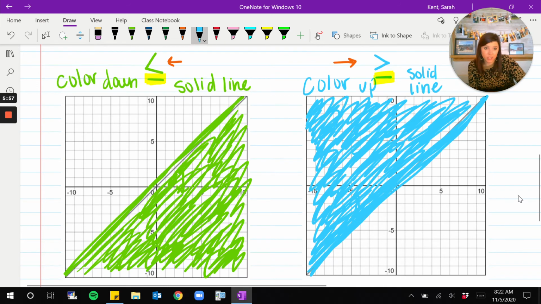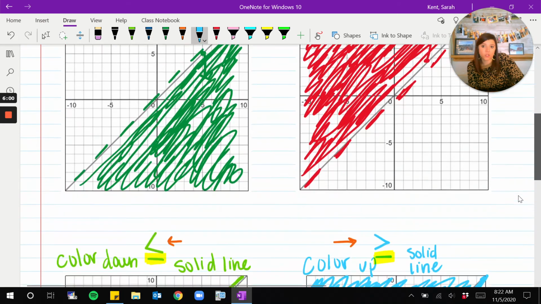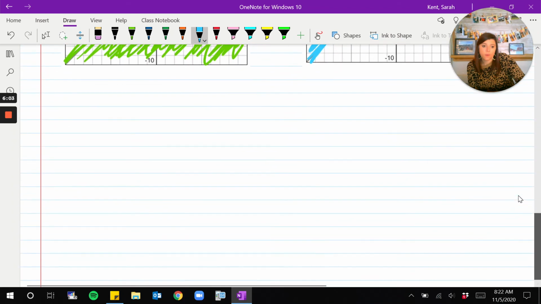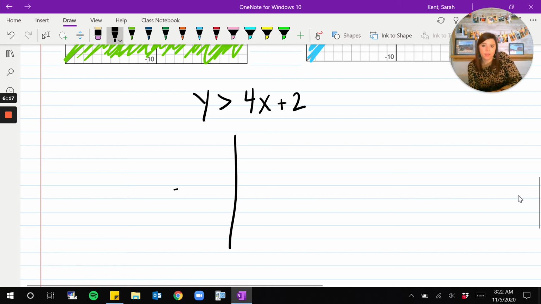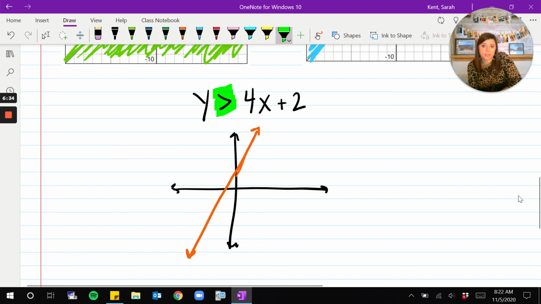So what you're going to do is you will be looking at questions where you have an inequality. So it may say y is greater than 4x plus 2. And then you'll have a graph and the line will already be on the graph, so it may look like this. And then you will just look at this symbol to see, okay, this is a greater than.